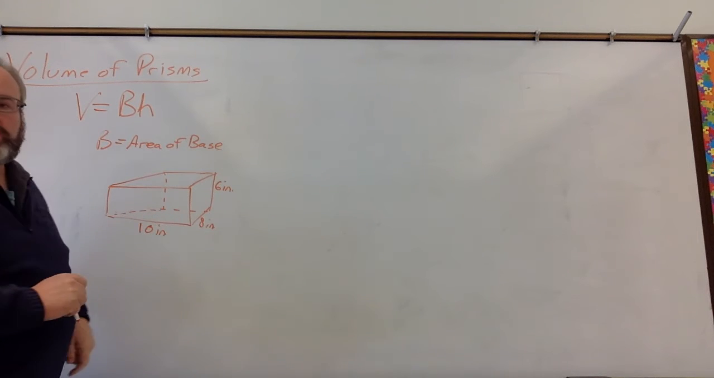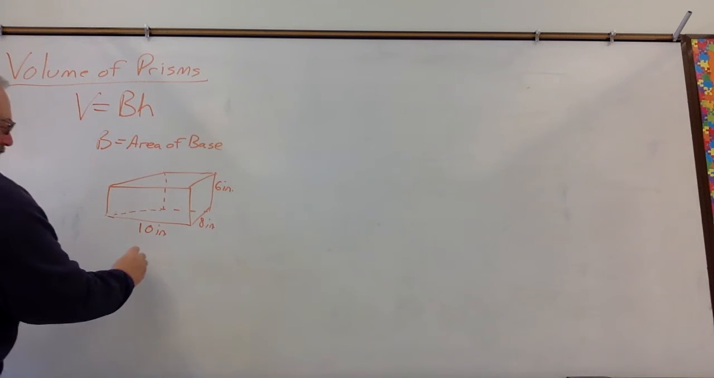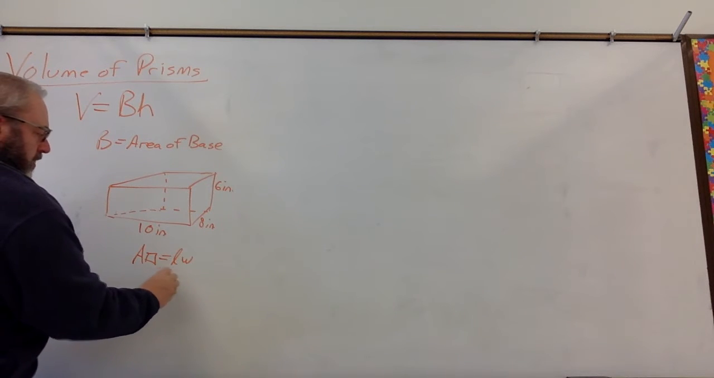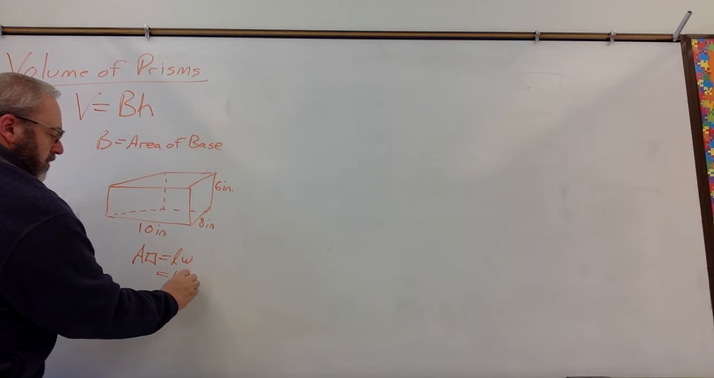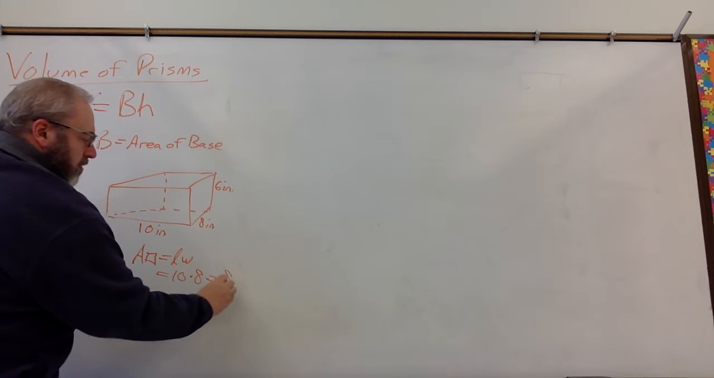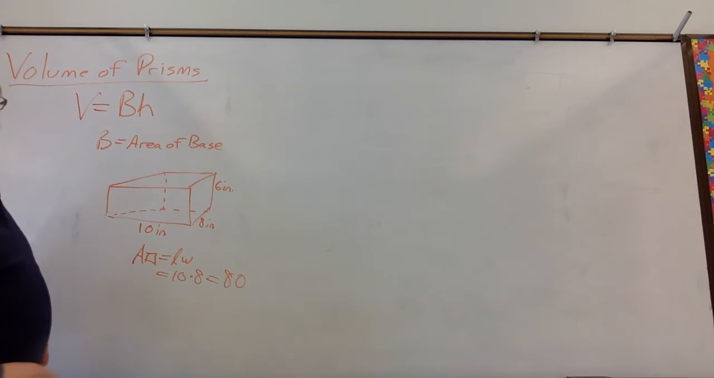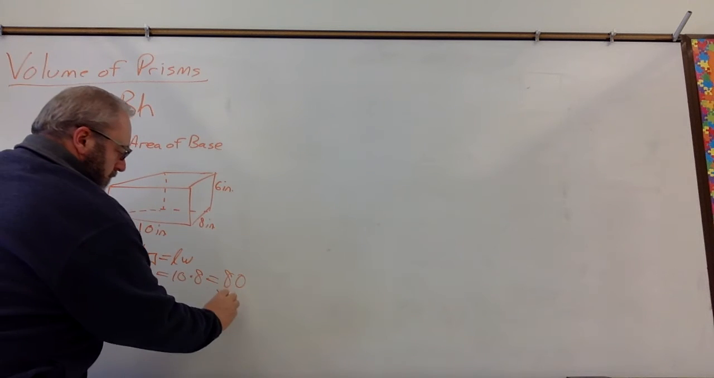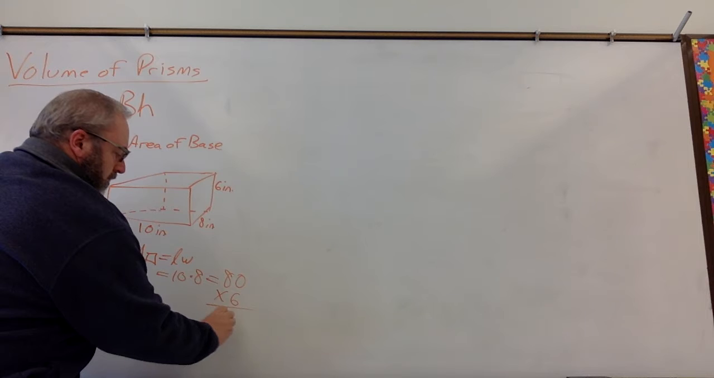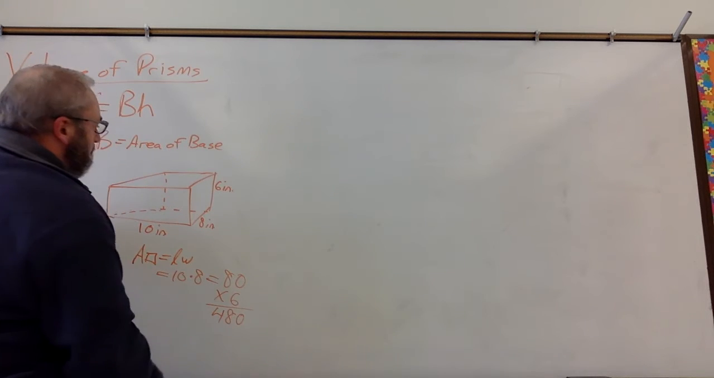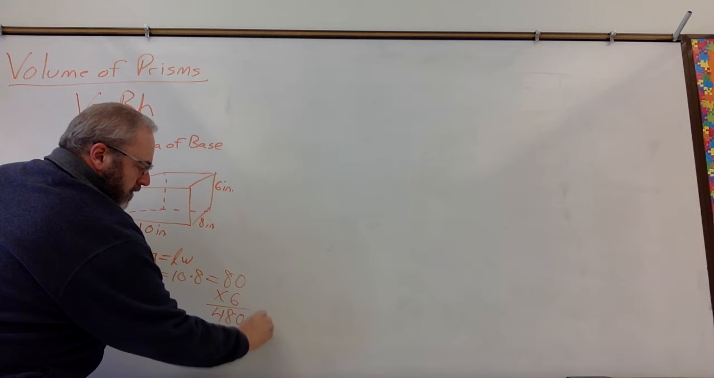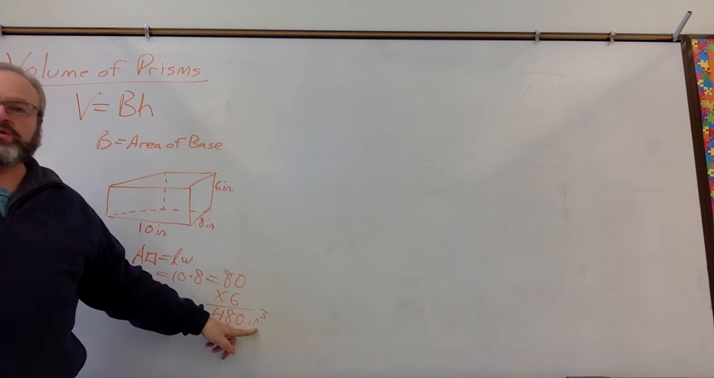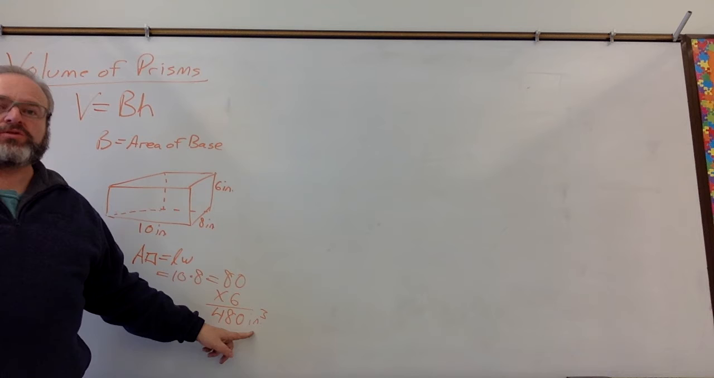The base is a rectangle. Area of a rectangle is length times width. So that would be 10 times 8, which is 80. Then you multiply that times your height, times 6, and we get 480 cubic inches. Since this is volume, the answer is in cubic units, in this case cubic inches.